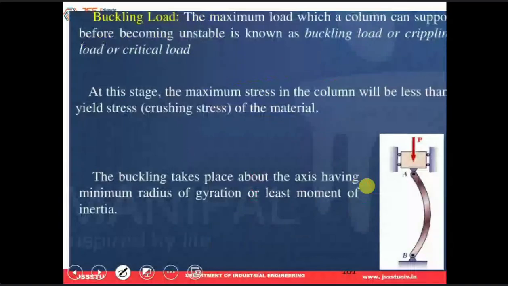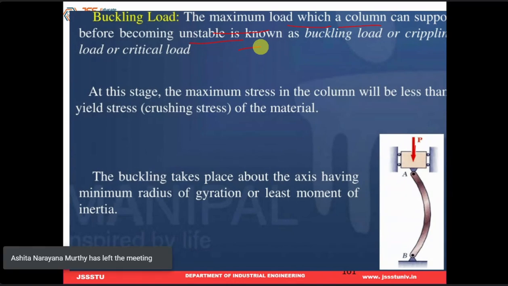So that is what we are talking about now: the load called buckling load. The load that acts on columns is called buckling load. That is the maximum load which a column can support before it becomes unstable. Up to that unstable condition, the maximum load it can withstand or resist is called buckling load.